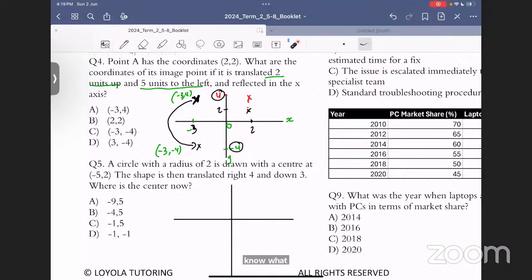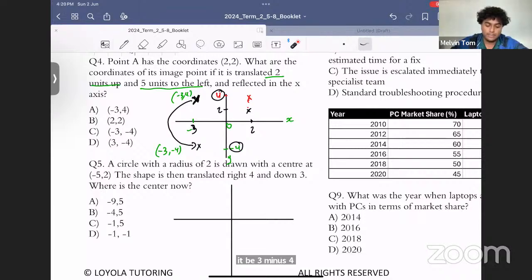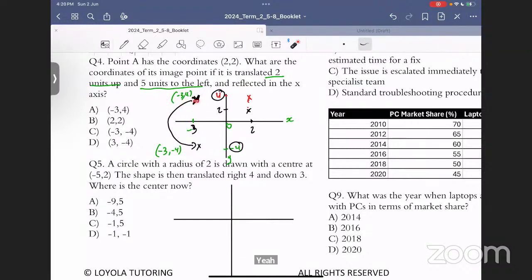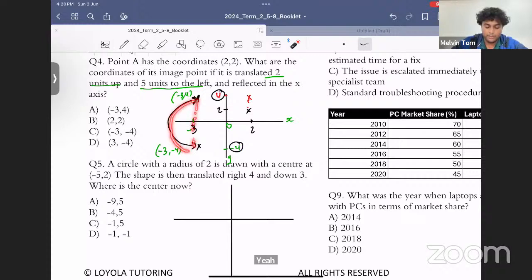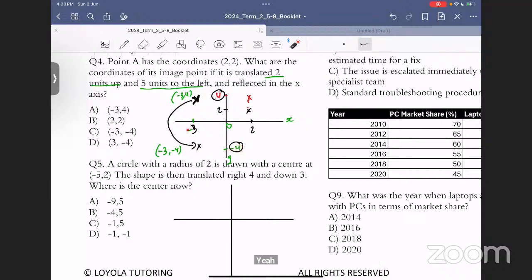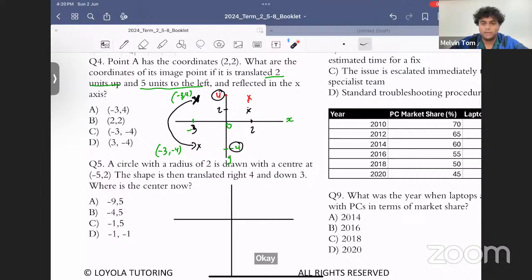I don't get why the answer is -3 and -4. Shouldn't it be 3 minus 4? Because the last step, right, we reflected it. So it finishes off here at -3, 4, right? Yeah. Then when you reflect it, it makes a mirror image. Do you understand? So it's down here. That's why it becomes -3, -4. Do you understand? Okay. Thank you. Yep. All right.